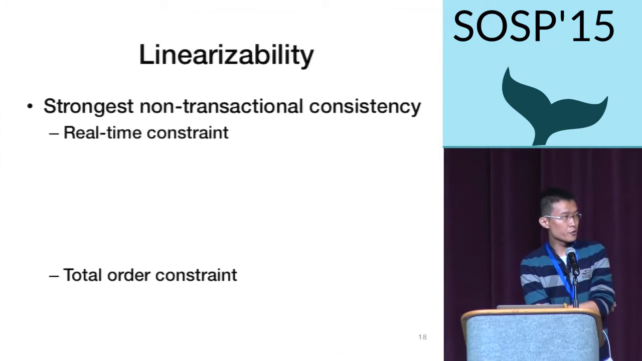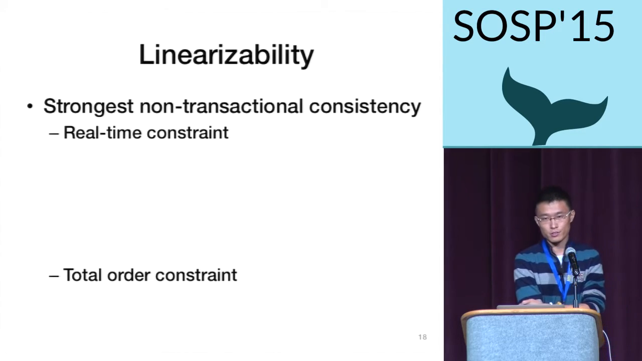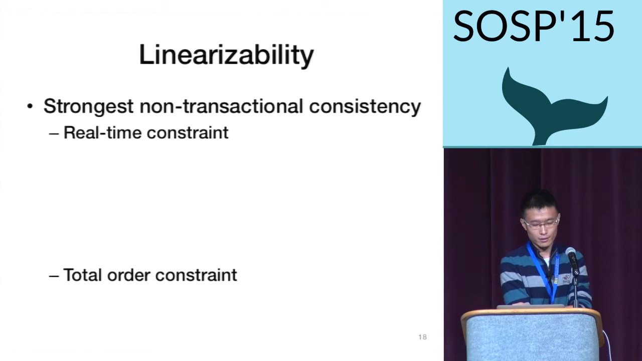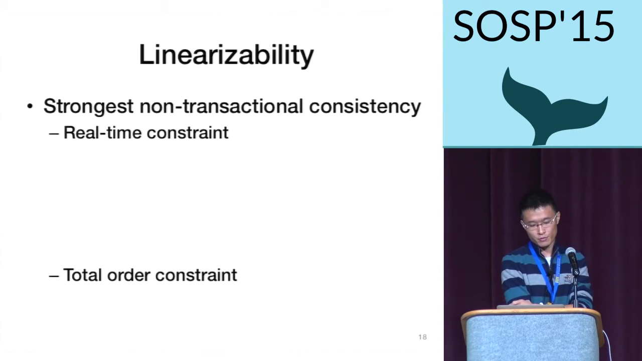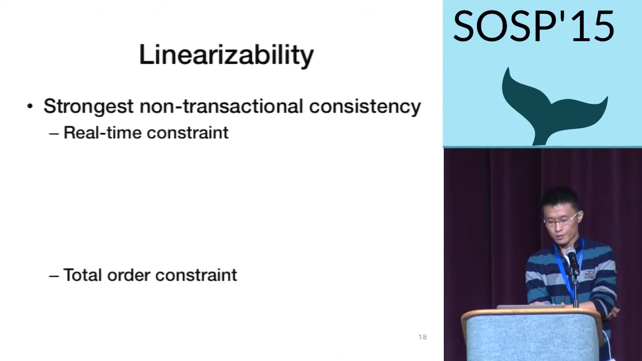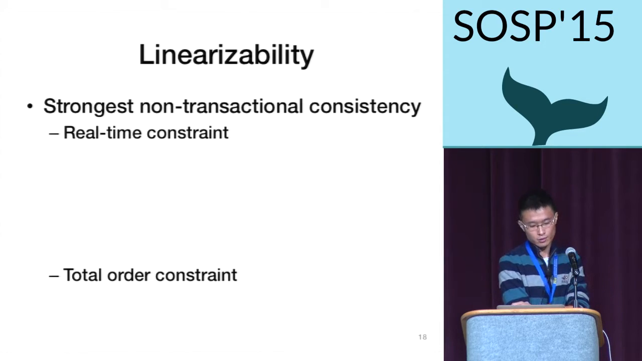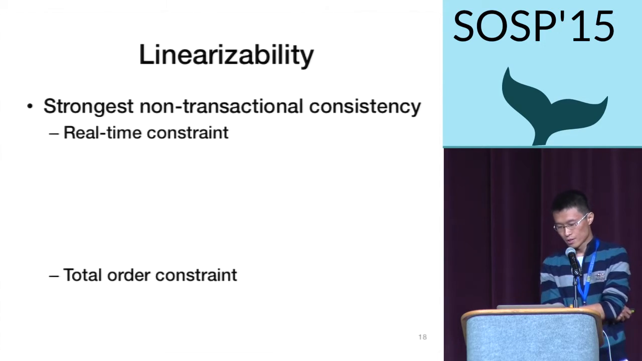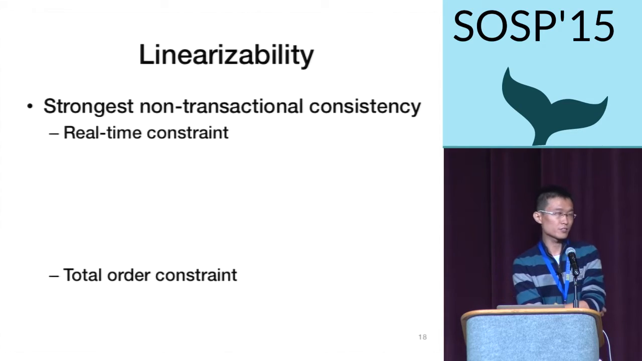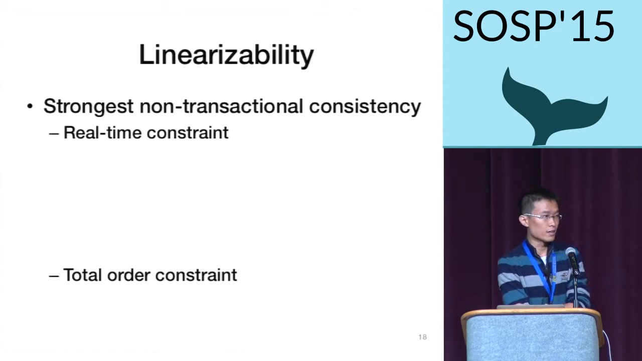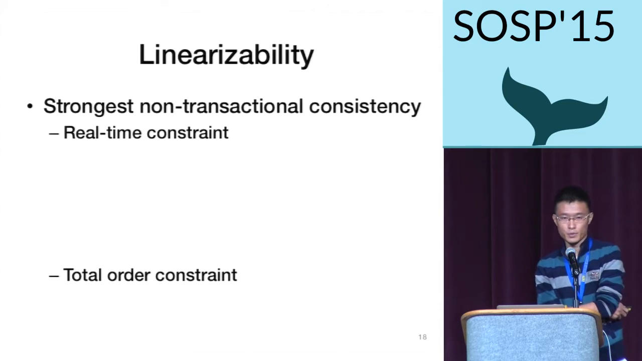Before talking about the linearizability checker, first things first, what is linearizability? Linearizability is the strongest form of consistency for non-transactional systems. It has two constraints, a real-time constraint and a total order constraint. The real-time constraint means if I have two operations, A and B, and A starts after B finishes, then A should be able to see the effect of B.